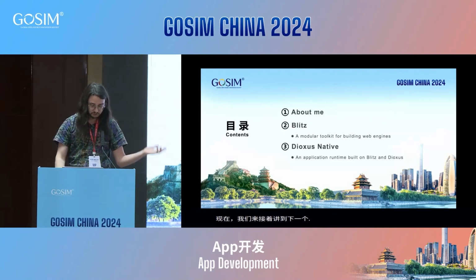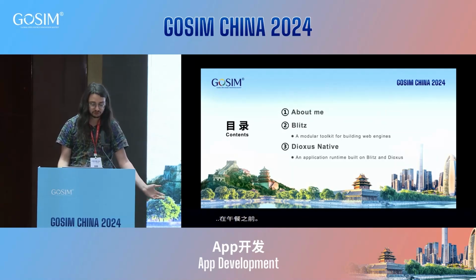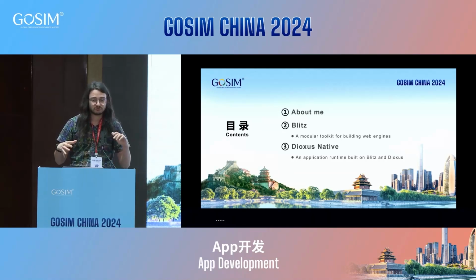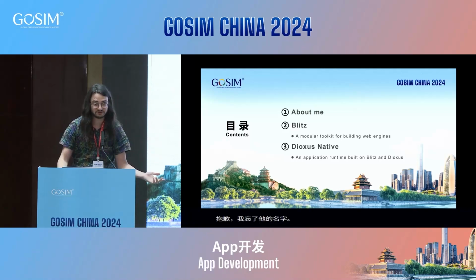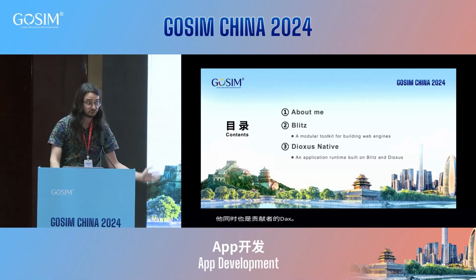And then I'm going to talk about Dioxus Native, which is the Dioxus integration with Blitz, which is what you can use to, out of the box, build an app. Like, you don't have to pull everything together. Everything is all in a package for you.